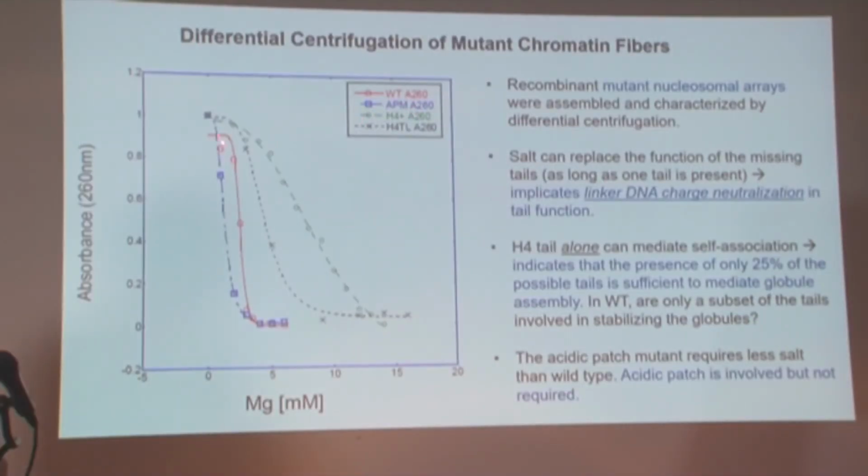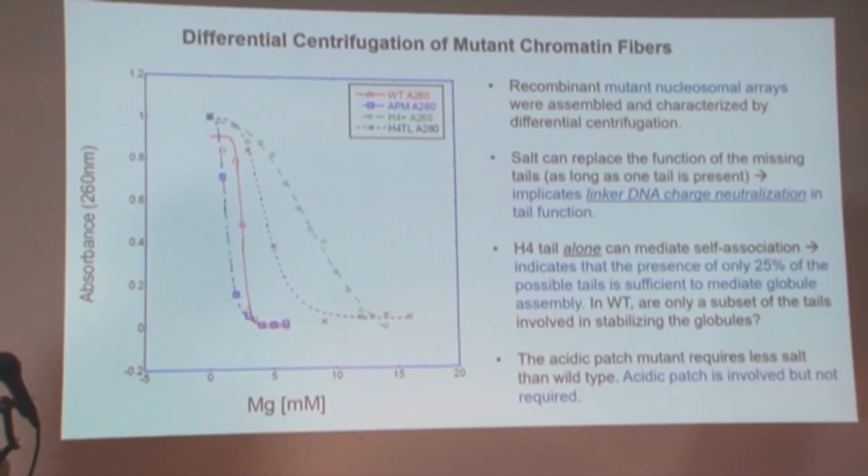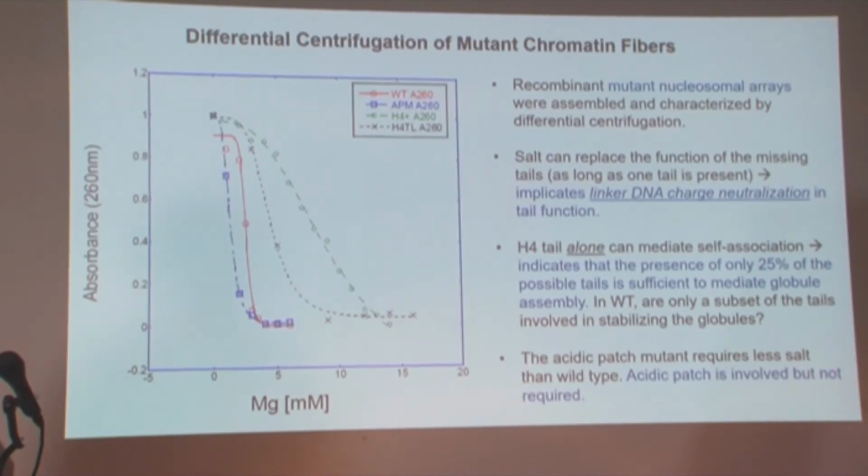So here in red is the wild type arrays. If you start to take off the tails, here is the H4 tail removed, and it's shifted to the right. You need higher magnesium, but the phenomenon still occurs. And if you only have the H4 tail, it also still occurs, although again, you need higher salt concentrations.